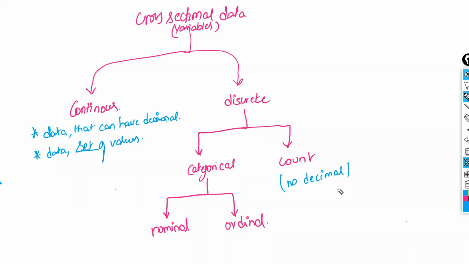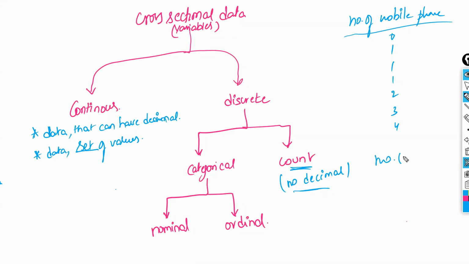For example, number of mobile phones. Number of mobile phones is the column name. Either 0 mobiles, 1 mobile, 2 mobiles, 3 mobiles, or 4 mobiles. 1.1 mobile is not possible. Never is it possible. It is just going to count. So count means the number of mobiles, or the number of pets, or the number of cars. It is just a count.